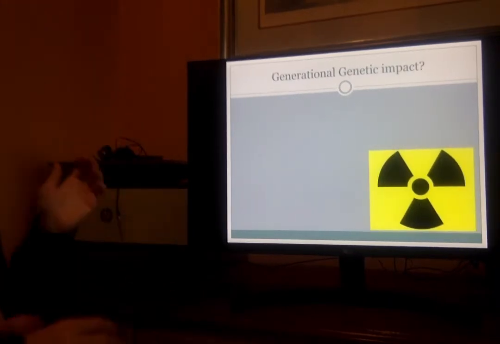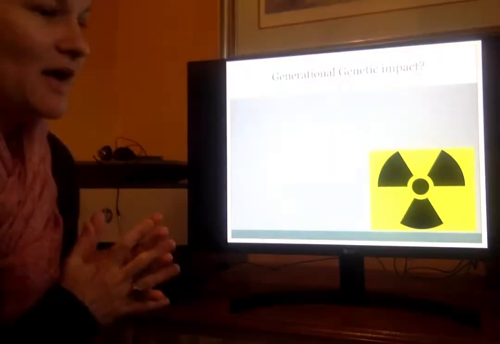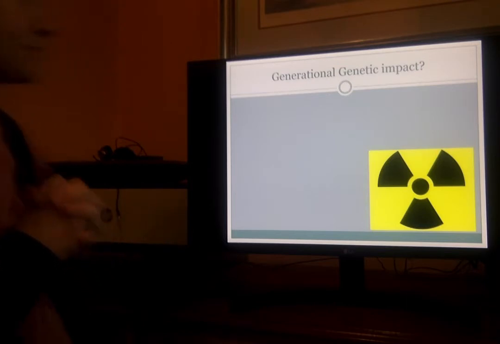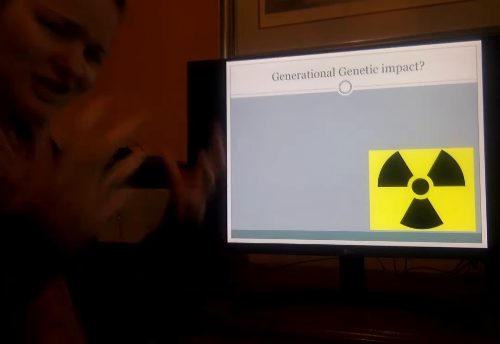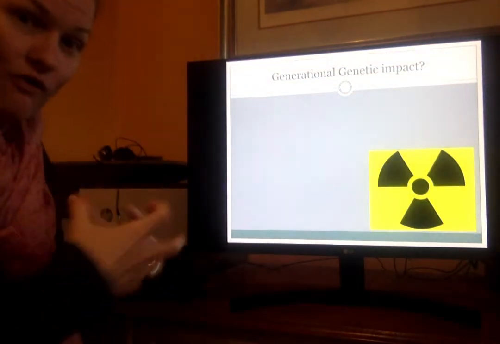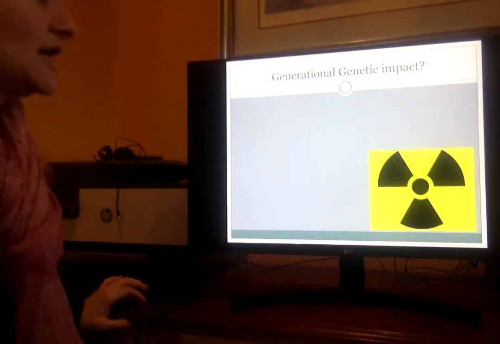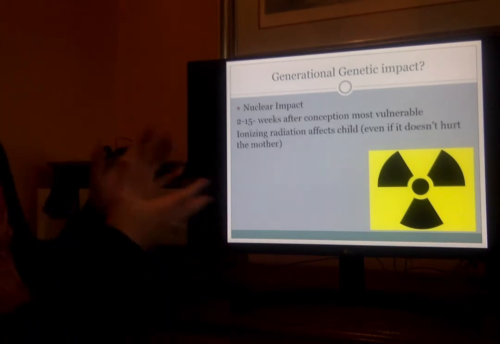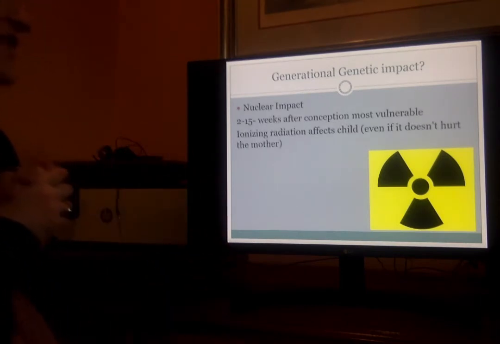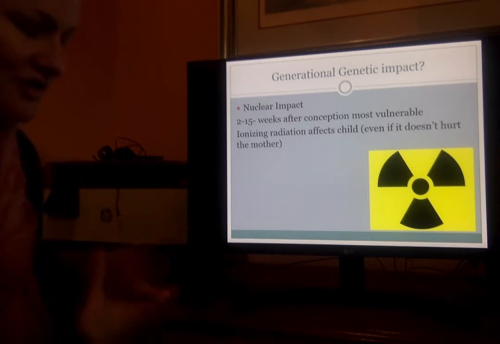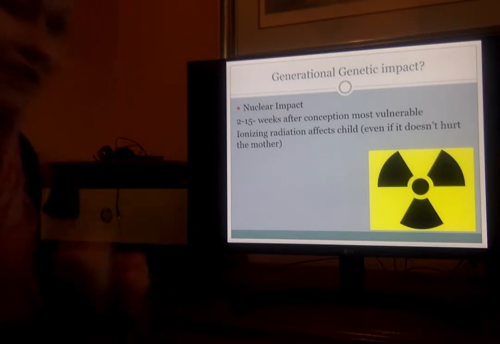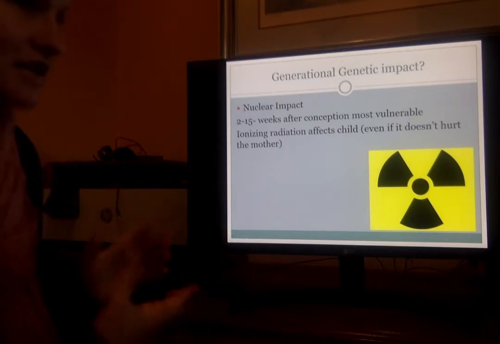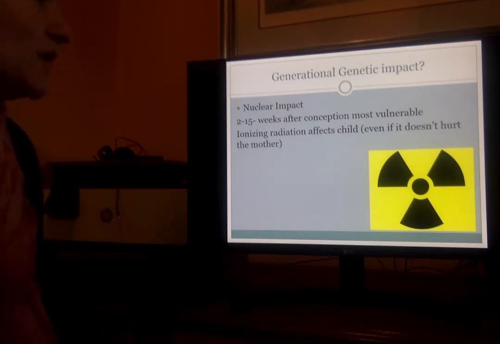Okay, so another thing that's briefly talked about: we talked about teratogens and how they affect prenatal development. But what about the generational impact over time? There's an interesting case I wanted to spend a little bit of time on, and I thought some of you might find it interesting. So, nuclear impact. I spent some time in Ukraine, and Chernobyl is still a very big thing and still talked about. And the genetic generational component is discussed a lot theoretically, and is also being researched.